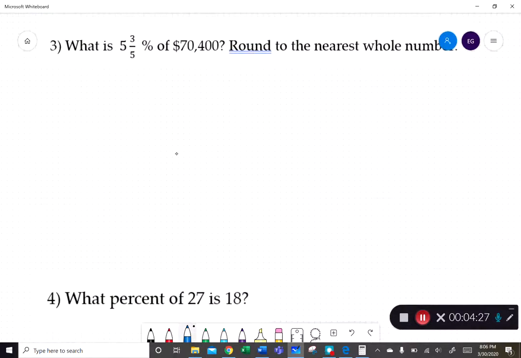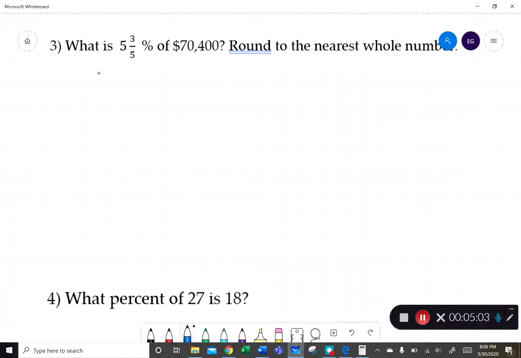What is 5 3/5% of $70,400? Now, it's very easy to translate from decimals to percents, or percents to decimals. That equates to just moving the decimal point 2 places. So fractions are a little less convenient. So let's just get rid of that fraction. Let's get rid of the 5 3/5. Let me erase that for now.